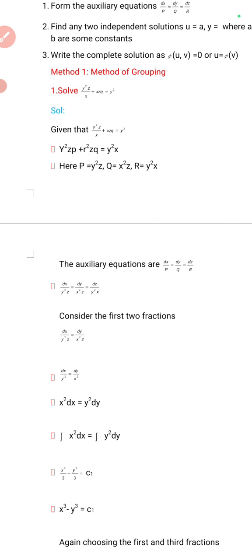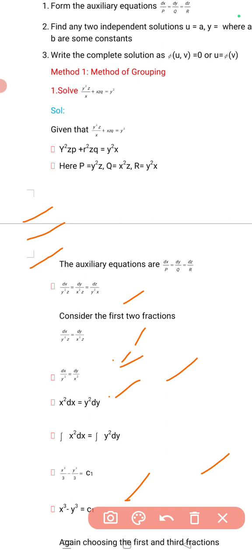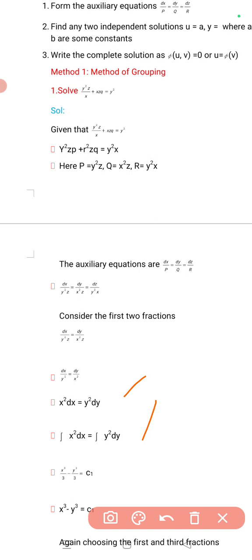See, here we can adopt the variable separable method. That is, integral x square dx is equal to integral y square dy. So you have the respective counterparts, and you can easily go with variable separable. What is the integral of x square dx? It is nothing but x cube by 3 minus y cube by 3 equal to c1.